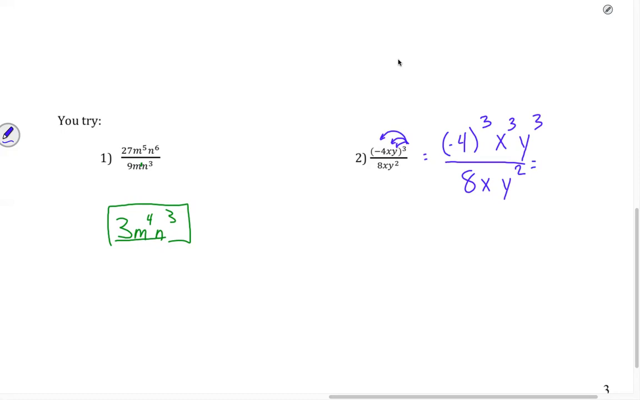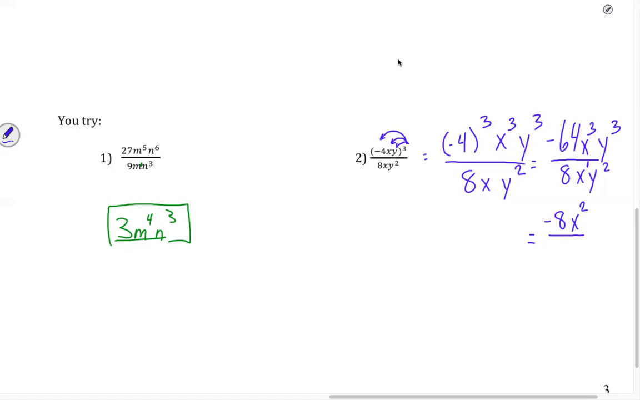Now, -4 to the 3rd is -64. I'm going to put my fraction bar here and take this problem down in 2 more steps. After I evaluate that -4 to the 3rd, I get this, and now I'm going to simplify my answer. I'm going to put that fraction bar there, just in case, Carolina, I have negative exponents here. Negative 64 divided by 8 is negative 8. X to the third divided by x to the first. Remember, there is a 1 right there, so 3 minus 1 is 2.